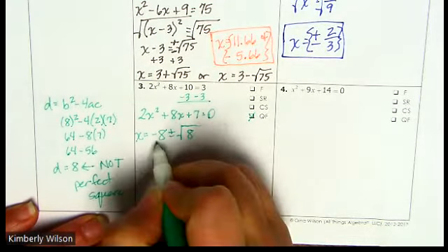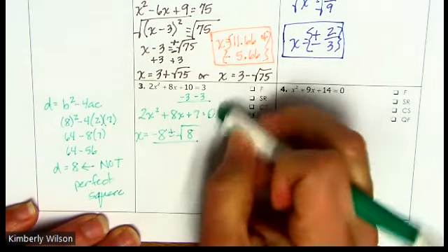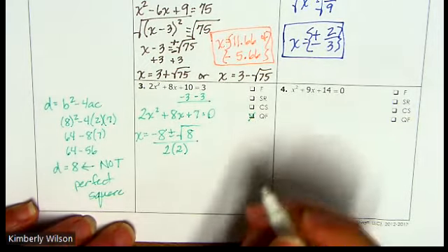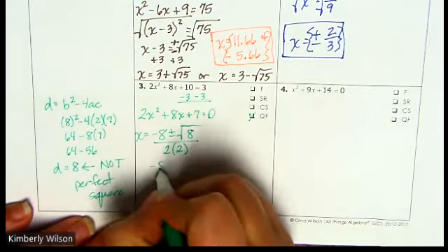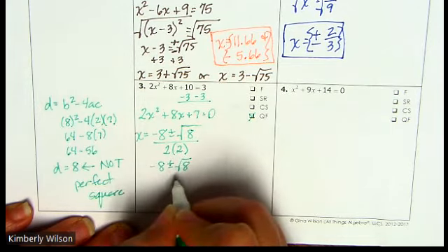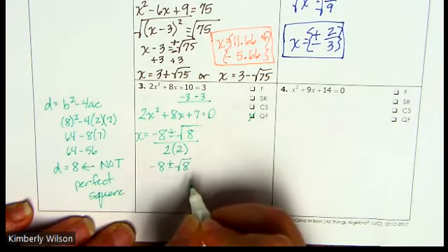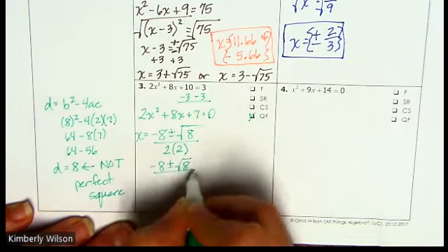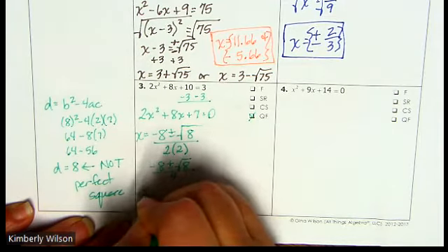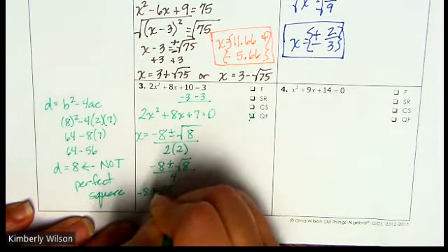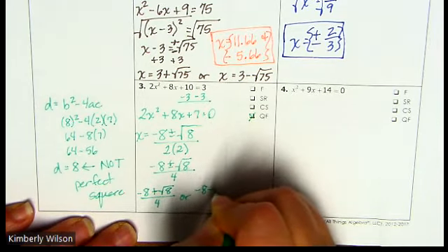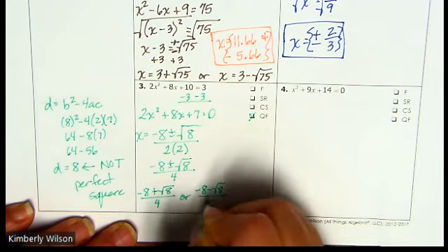8, all over 2a, so that's 2 times 2. Okay, so I've got -8 plus or minus the square root of 8, all over 4. Now, when we go to punch this in the calculator, that means I'm going to have -8 plus the square root of 8 all over 4, or -8 minus the square root of 8 all over 4.